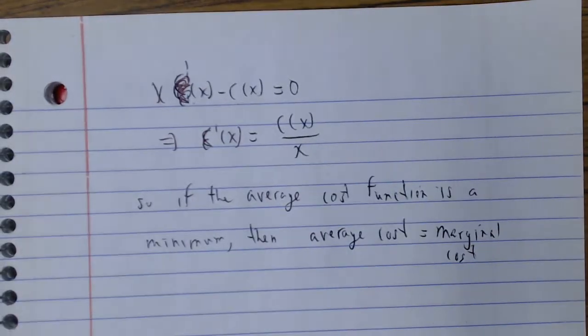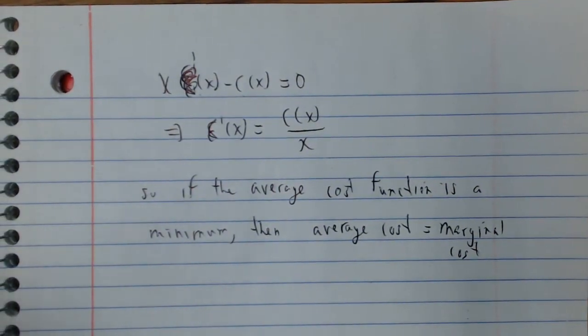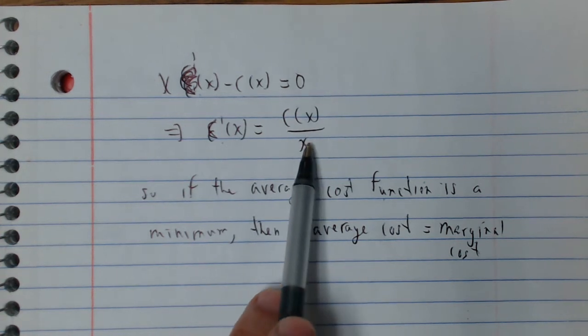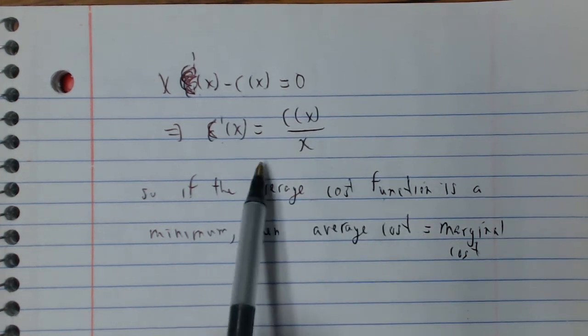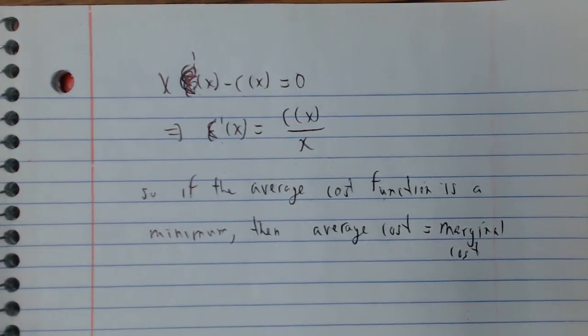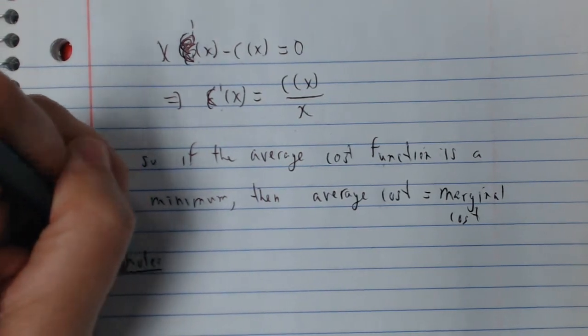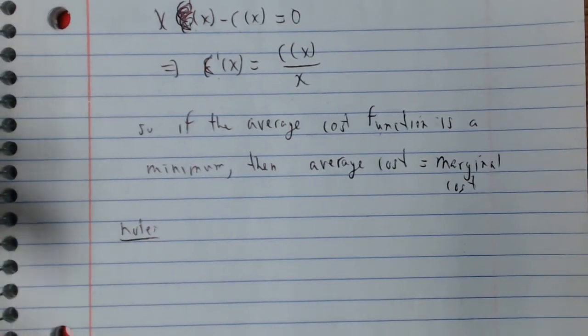So we actually get something really nice out of this. We just noticed that if we know we have a minimum at the average cost function, then setting marginal cost equal to average cost would give you pretty much our minimum. Now, one comment I want to make here is, how do we know if we've minimized? Well, we can use the first derivative or second derivative test.